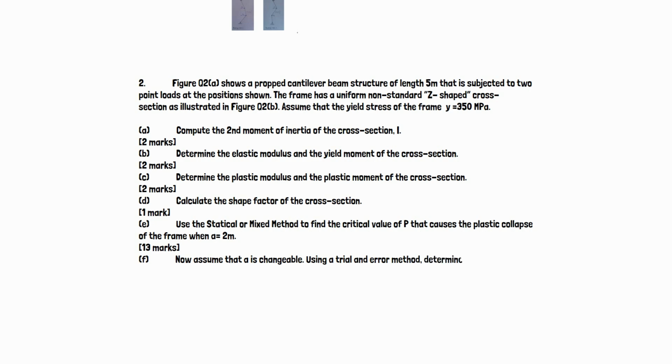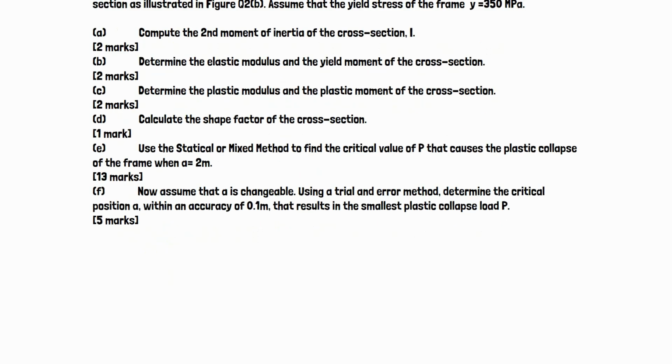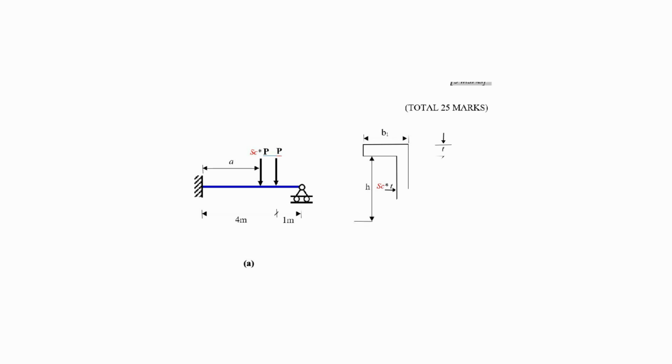13 marks. F. Now assume that A is changeable. Using a trial and error method, determine the critical position A, within an accuracy of 0.1 m, that results in the smallest plastic collapse load P. 5 marks. Total 25 marks.